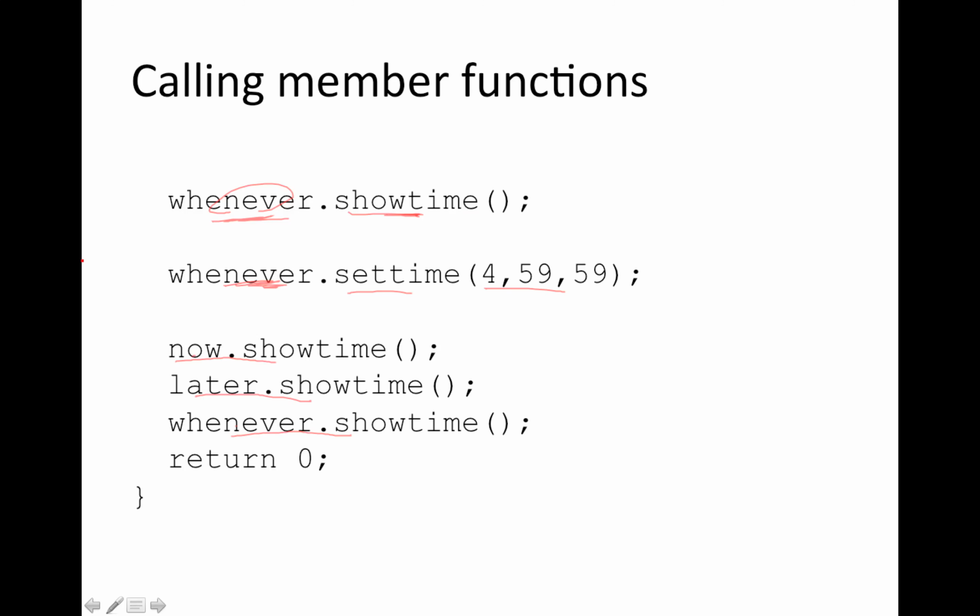So again, the difference between the constructor function and the setTime function is in when they get called. The constructor function is called automatically when you instantiate an object. The setTime function you can call whenever you want to in order to change the values that you have stored in the data members of a particular object.